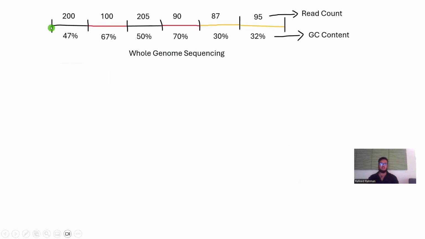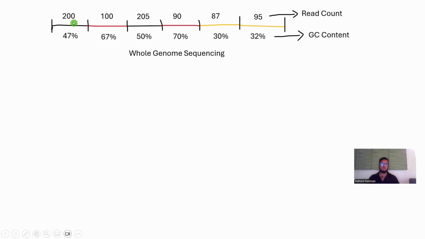So imagine that this is a normal genome, and in this normal genome, you have 1, 2, 3, 4, 5, 6 bins, right? 6 bins. Each of these bins, let's say they are of size 1 megabase. They can be of 1 megabase, 100 kilobase, anything you want. So let's assume that they are 1 megabase.